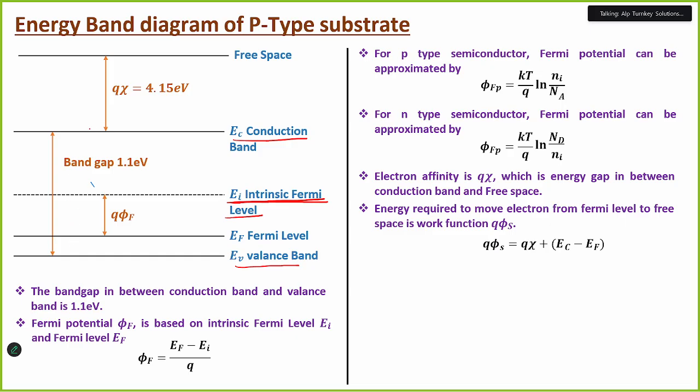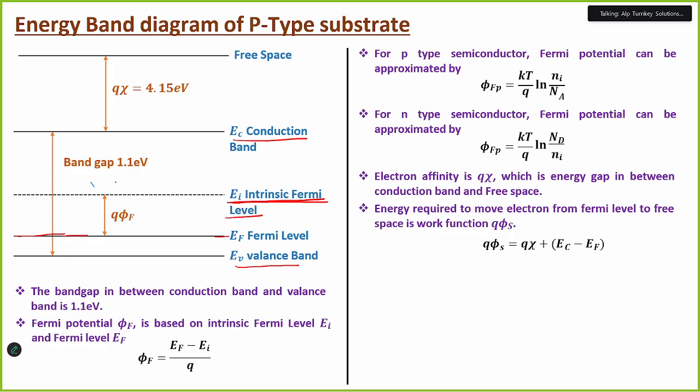We already saw this in semiconductor physics. Yes, sir, towards the valence band. Why? Because the majority carriers are holes. So here the Fermi level is towards the valence band.